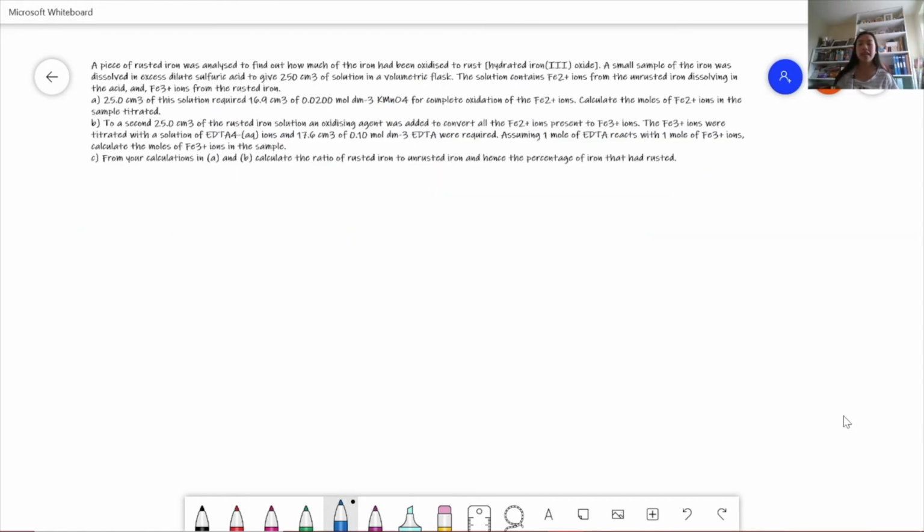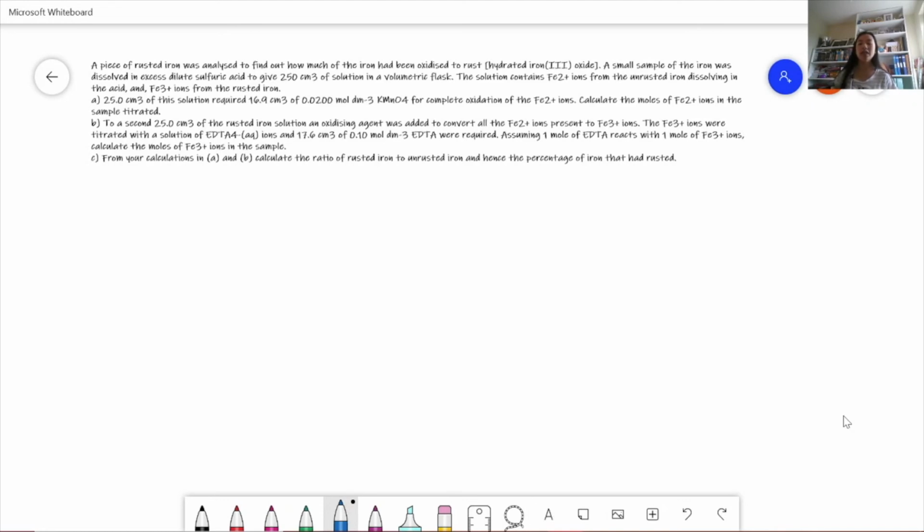So before I move on to the second question, feel free to click off the video and try it for yourself first. So a piece of rusted iron was analysed to find out how much of the iron had been oxidised to rust. So the rust is hydrated iron(III) oxide. A small sample of the iron was dissolved in excess dilute sulfuric acid to give 250 cm³ of solution in a volumetric flask. The solution contains Fe2+ ions from the unrusted iron dissolving in the acid and Fe3+ ions from the rusted iron.